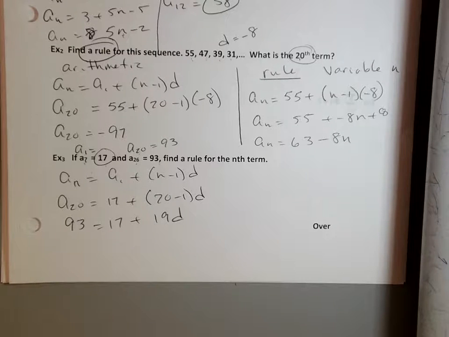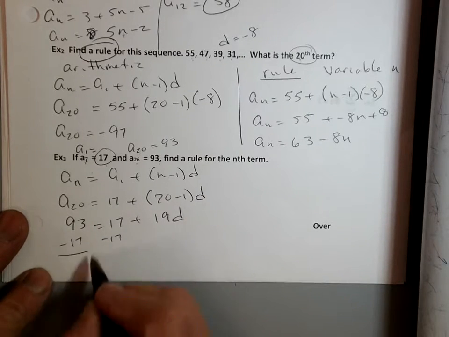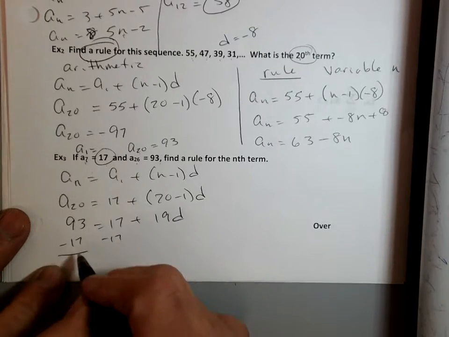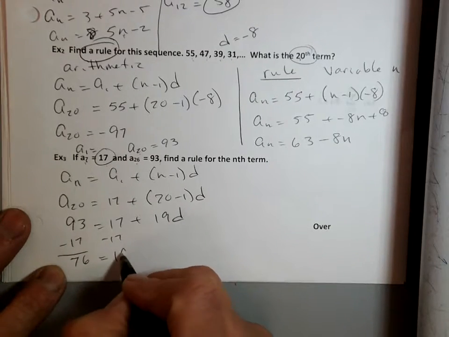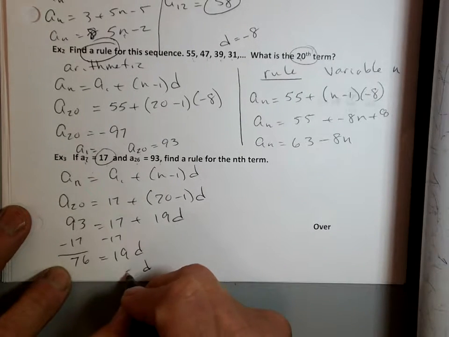Once I get D, I can create the formula, okay? I think we should subtract 17. Minus 17, I get, what's that? 93 minus 17 is 76, equals 19D, right? Divide by 19, and D is 4. Okay?